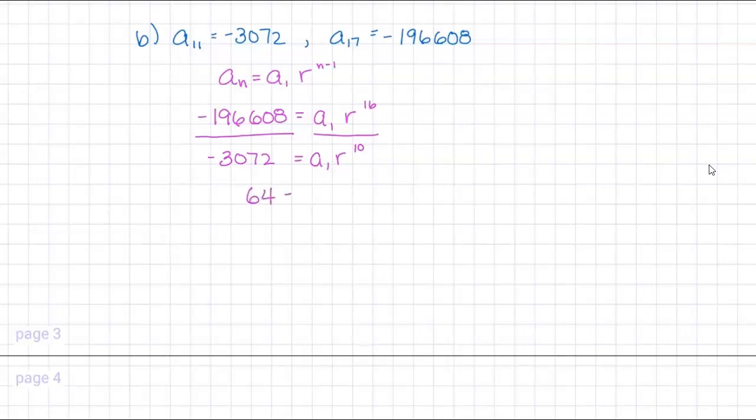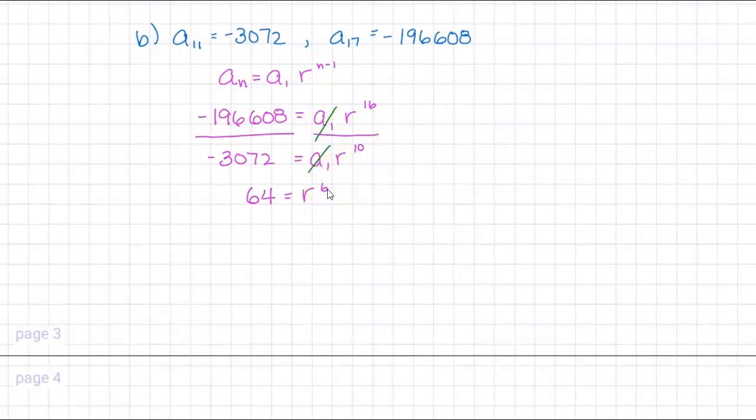It's 64. And then over here, the a sub 1's cancel. I'll cross those out. And then use your rules of exponents. When you're dividing with the same base, you subtract the exponents. And 16 minus 10 is 6. This is the reason why I like to put the bigger term number over the smaller term number. That way I have a bigger number on top. So when I subtract, I'm getting a positive number.